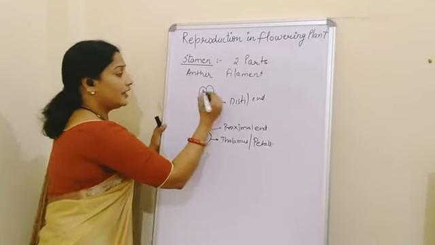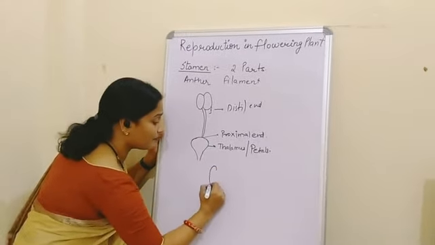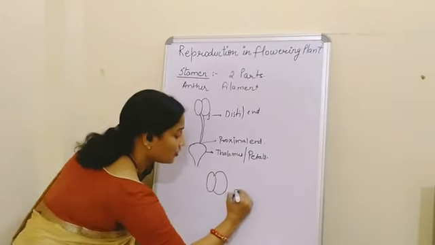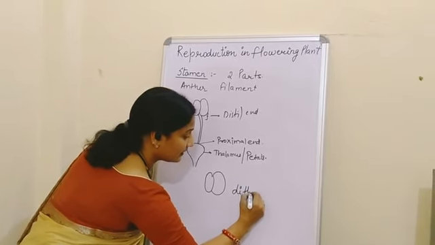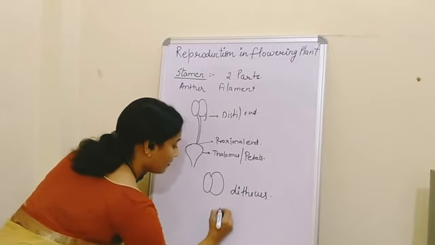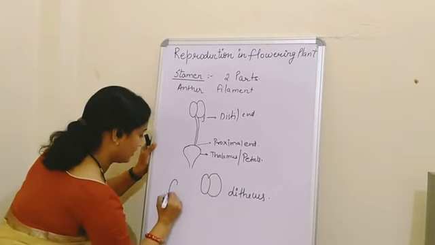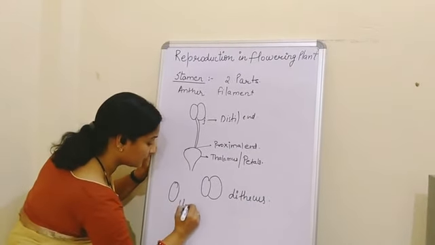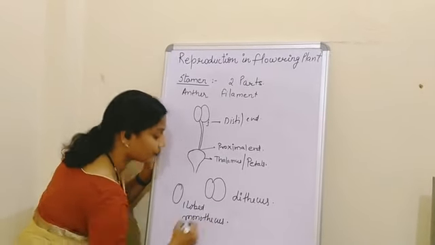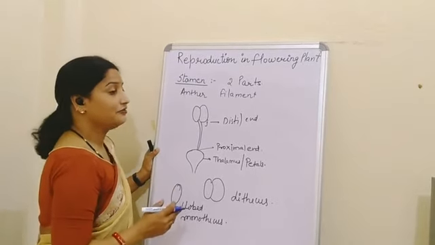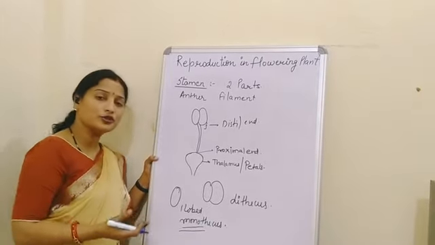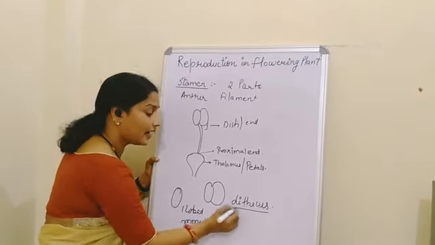Now the anther is basically bilobed. Okay? Bilobed is also called diathecous, or it can be one-lobed, and if it is one-lobed, then it is called monothecous. Generally, all the flowers of the Malvaceae family are monothecous, and most of the flowers are diathecous.